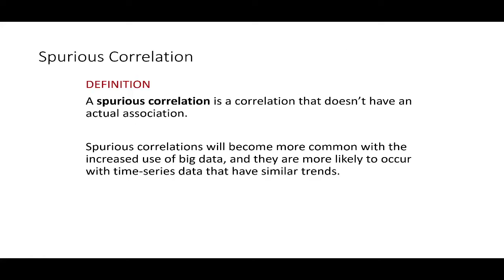r is very sensitive to outliers, so sometimes we might get a spurious correlation, which is a correlation that does not have an actual association. In real life there is no correlation, but in calculation we might see a correlation. That's called spurious correlation. That might happen with big data, or whenever we use time series data that have a similar trend. So we have to always keep in mind that data-wise there is a correlation, but in the actual situation there is no correlation.